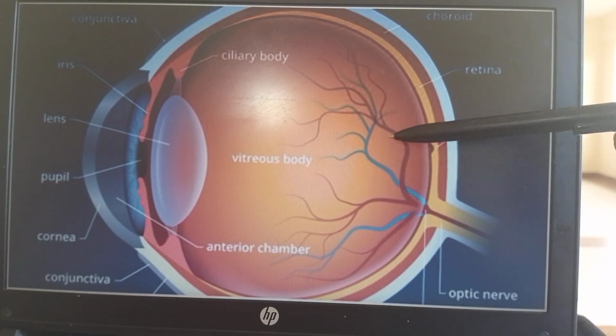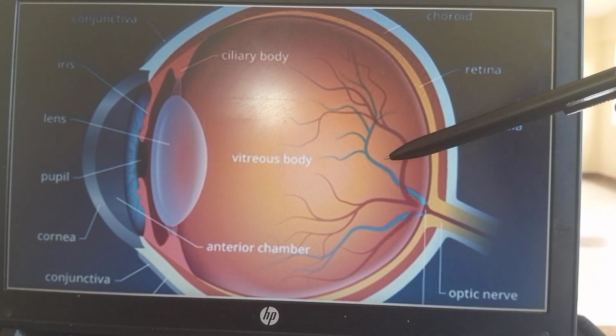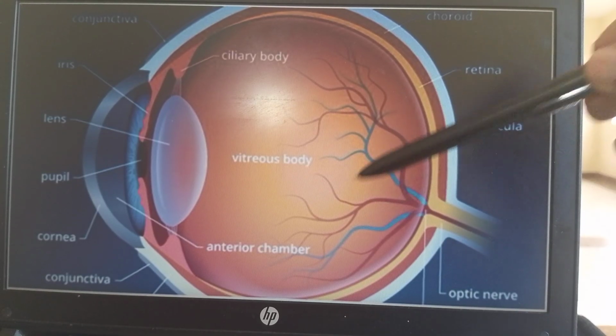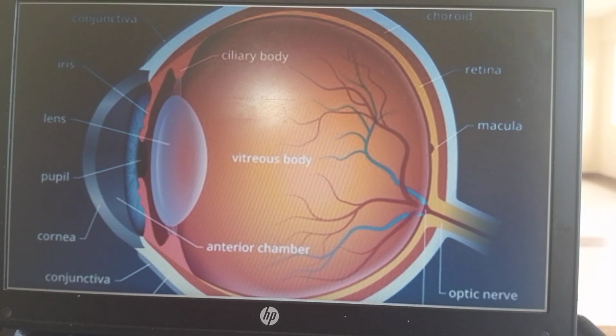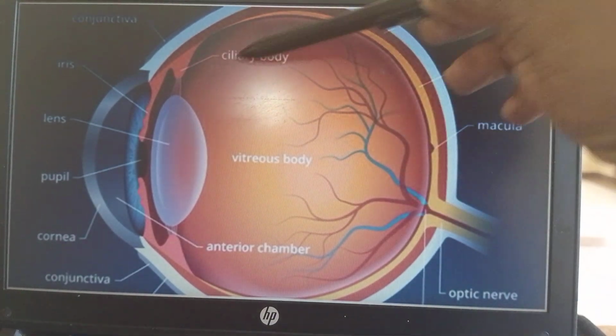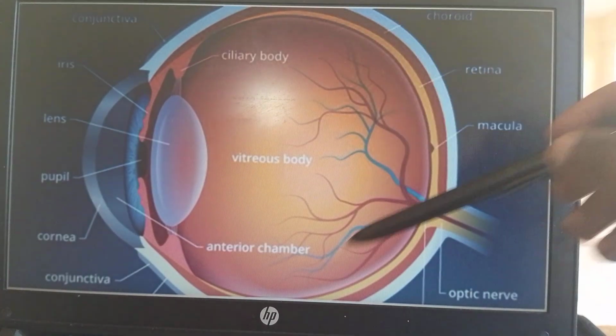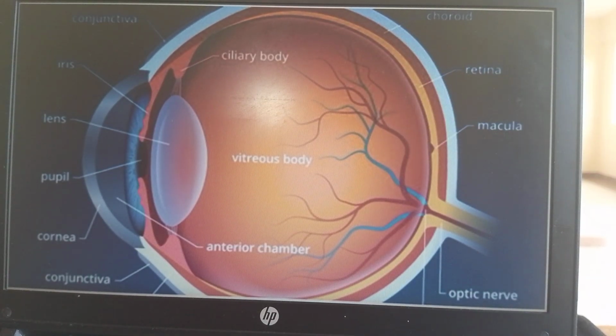We come to these structures you see around here. What you see in blue is the veins. The retinal veins function to drain the eye into the ophthalmic vein. The ophthalmic vein, which again empties into the cavernous sinus.